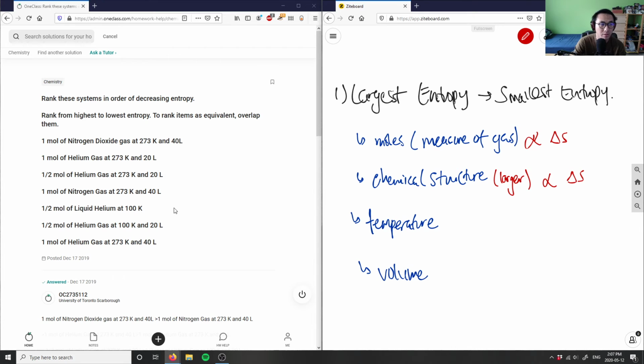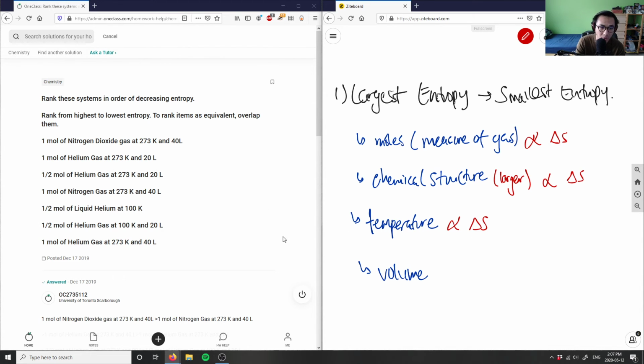Same with temperature. If you think back to particle theory, the higher the temperature, the faster the molecules are moving. So the higher the temperature, the higher the entropy, because entropy is just the amount of disorder. The faster the molecules are moving, the higher the entropy, obviously.